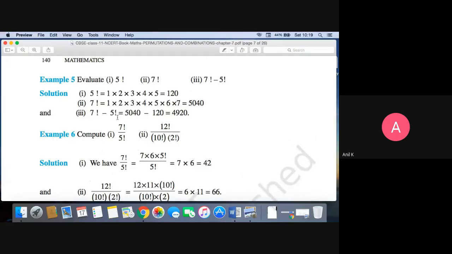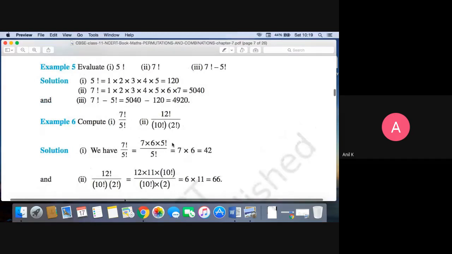7 factorial minus 5 factorial. 7 factorial value is 5040 and 5 factorial value is 120. When I do the difference of their answers, it is 4920. So 7 factorial minus 5 factorial is not going to be 2 factorial. I have to expand 7 factorial separately and 5 factorial separately. Then you can subtract both the answers.